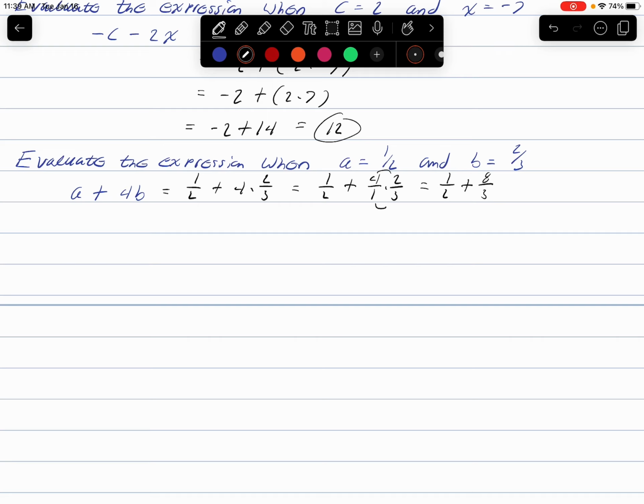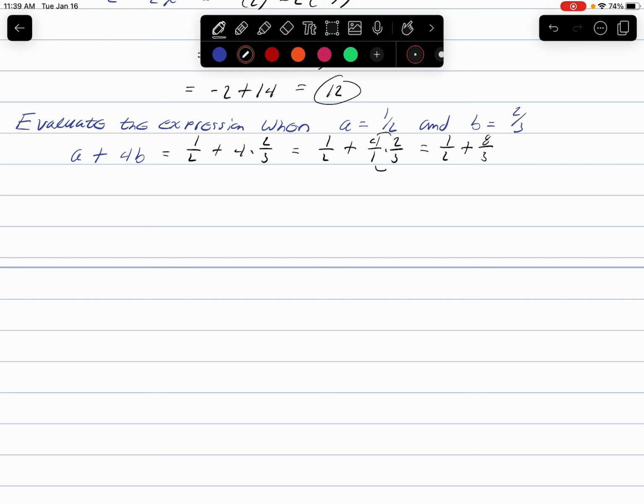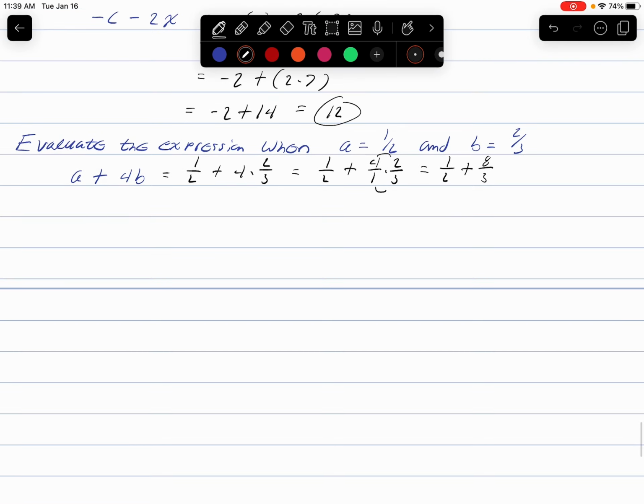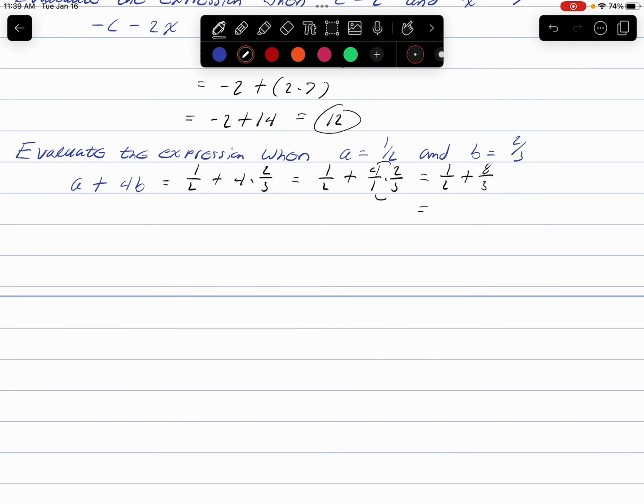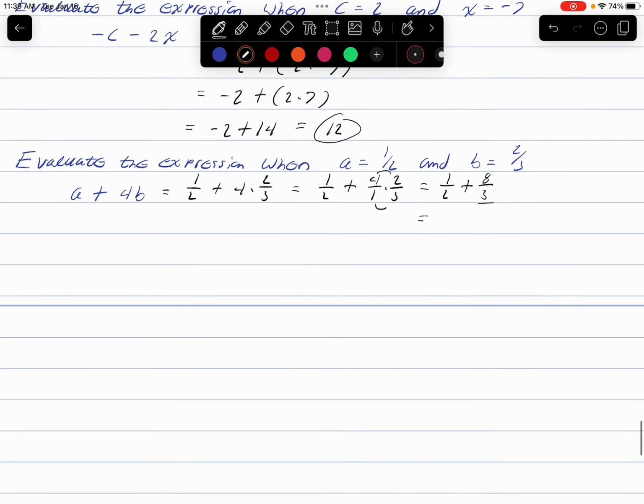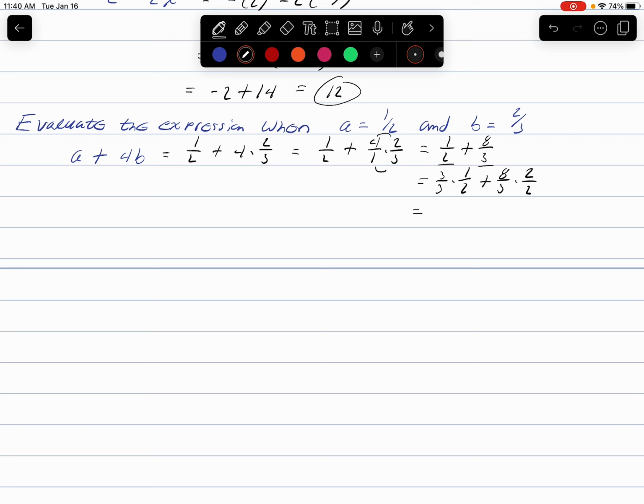So now we're supposed to add two fractions here, 1/2 plus 8/3. They don't have the same denominator, so we have to find the common denominator. And remember, we can do our multiplication here, where we multiply the left fraction by the denominator of the right side over itself, and the right fraction by the left-hand denominator over itself. So this is going to become 3/3 times 1/2 plus 8/3 times 2/2. Okay?